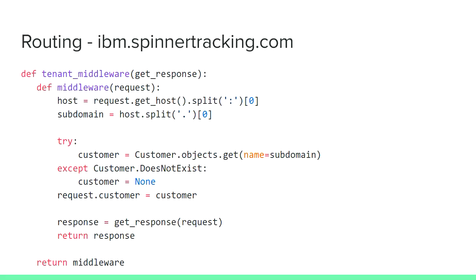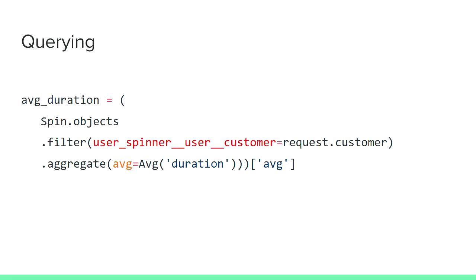ibm.spinatracking.com. And the first part is really simple. We are just getting the IBM name from the request. And then we fetch the customer from the database. And we set the request.customer to the customer we just fetched. And that's it. You just run your request through your views, and it should work. When you get to the views, the way you're going to query, you just use the request.customer. And from our initial schema I showed, you would have to do all this path to set the customer, because the customer was only related to the spinner.